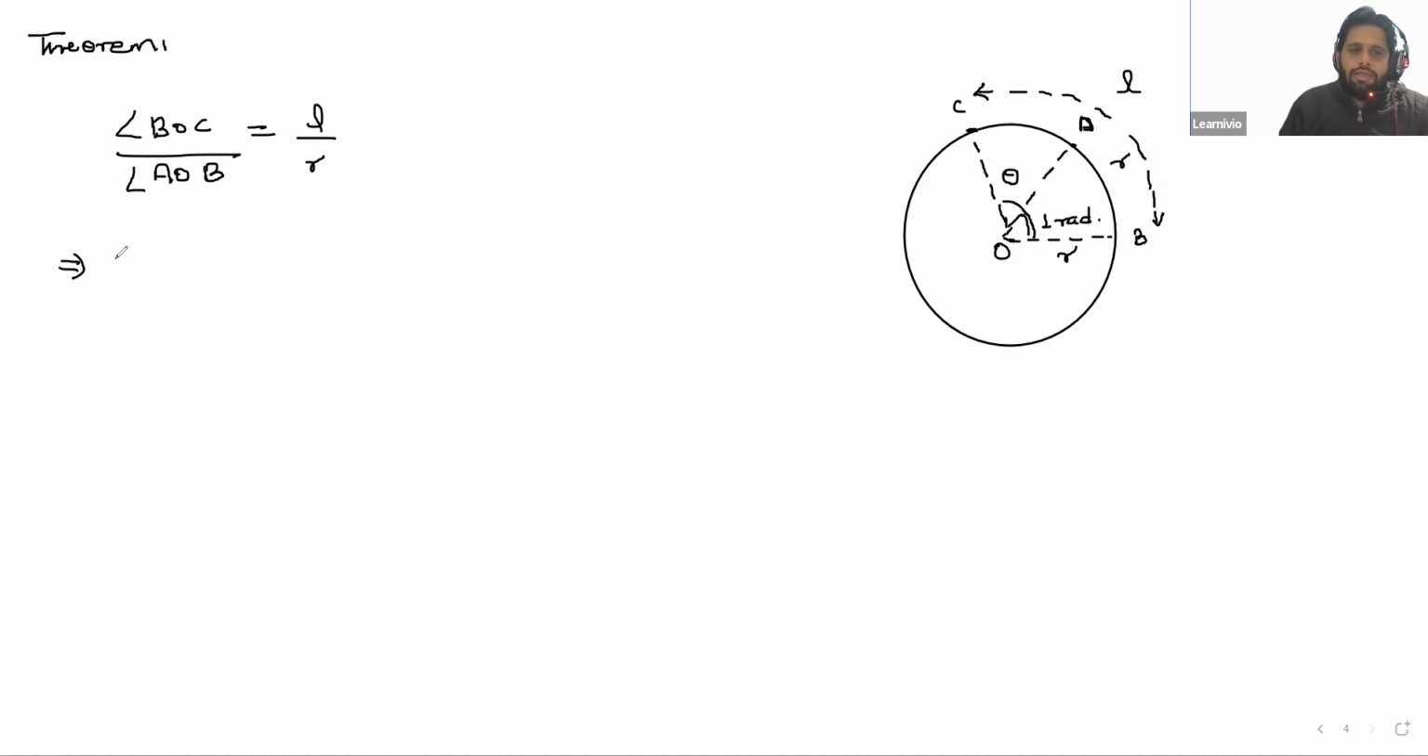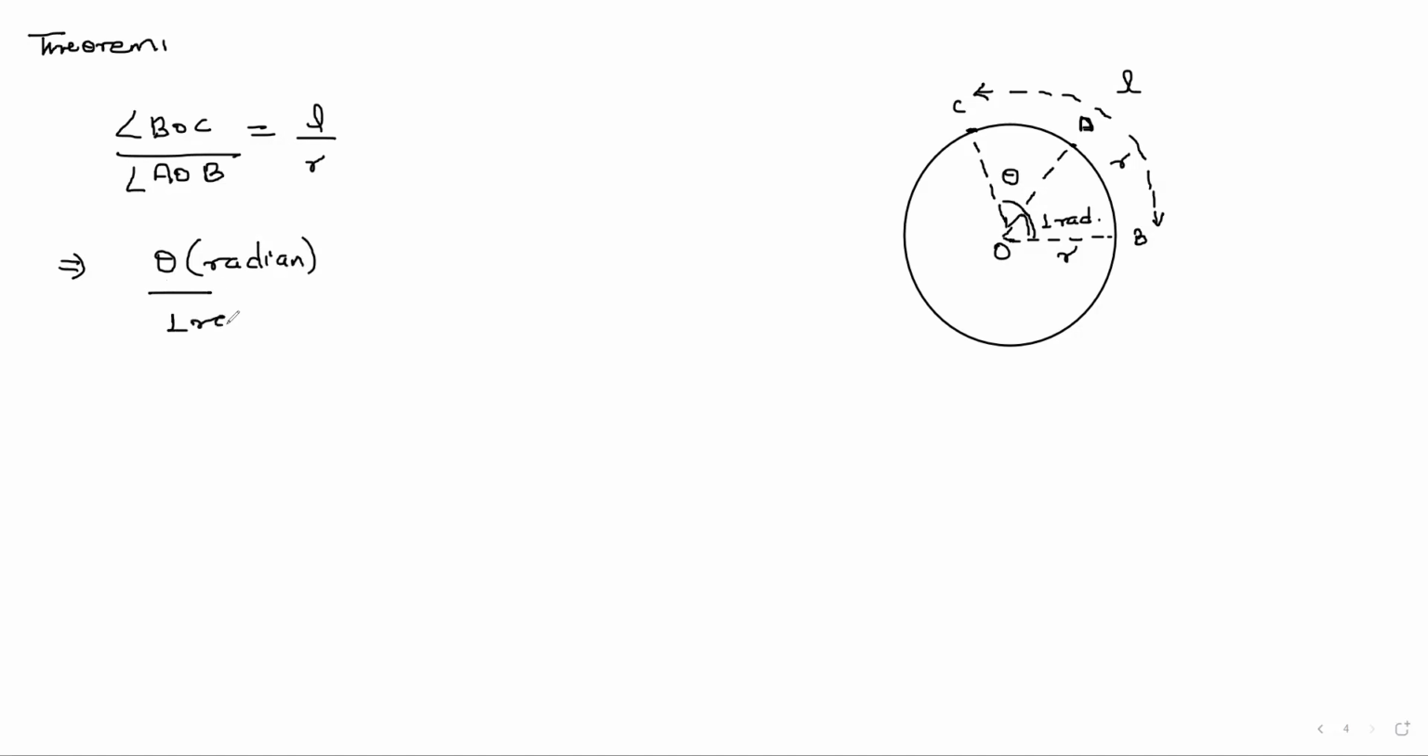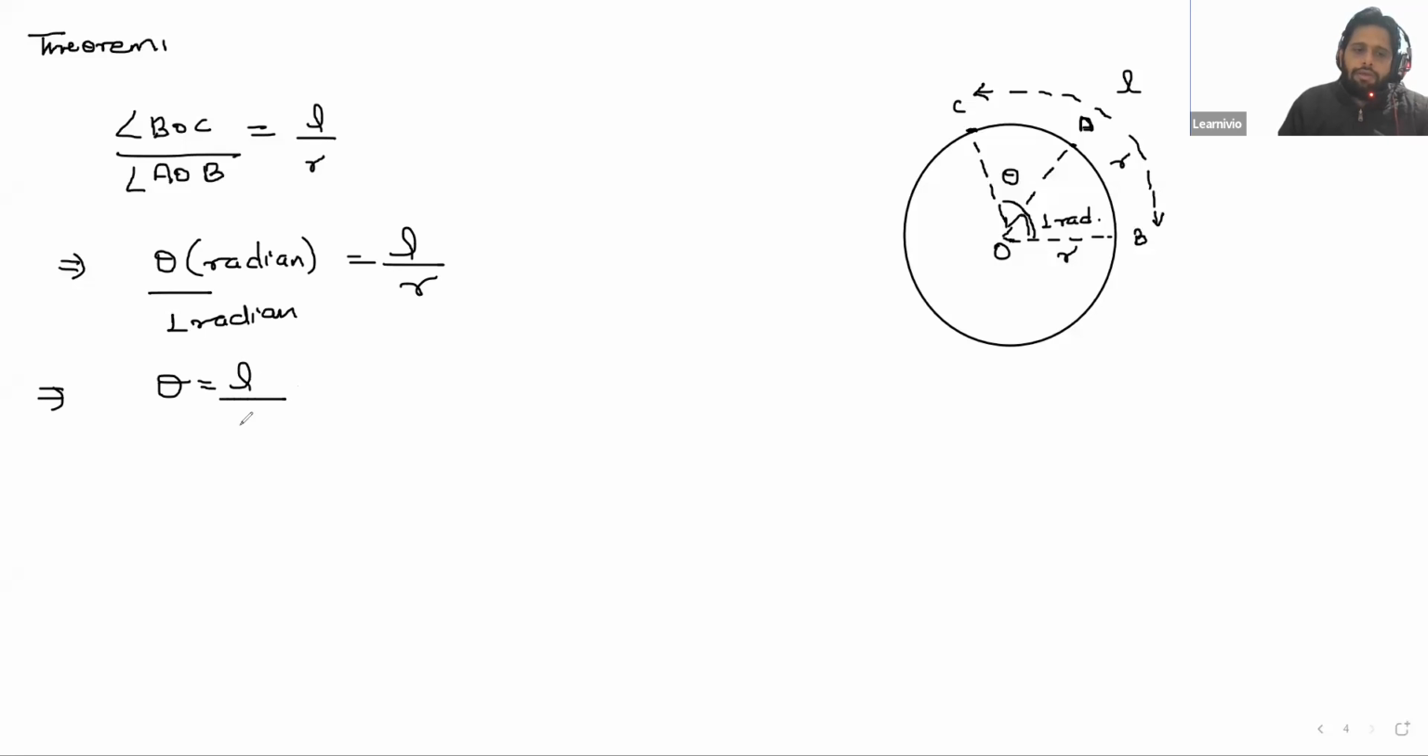Now, Noma, what is angle AOB? 1 radian. So we can write here 1 radian. So this is equal to L by R. Finally, we can say that theta is equal to L by R.